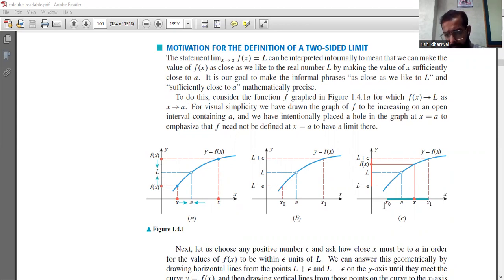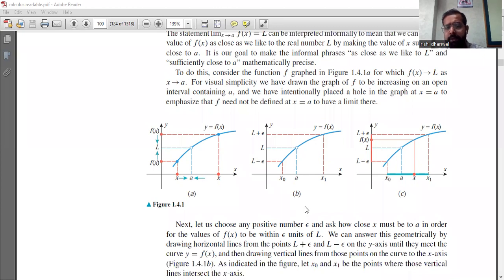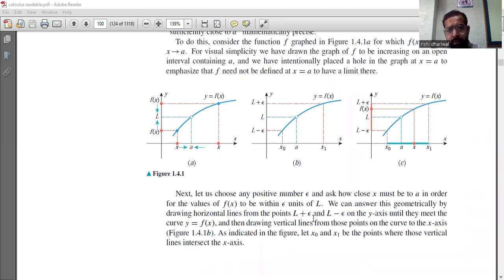That means if x is closer to A, f(x) is closer to L. That means L is the limit of f(x) as x approaches A. Always remember that x is approaching A, not x is equal to A. That means f(x) is approaching L, not f(x) is equal to L.